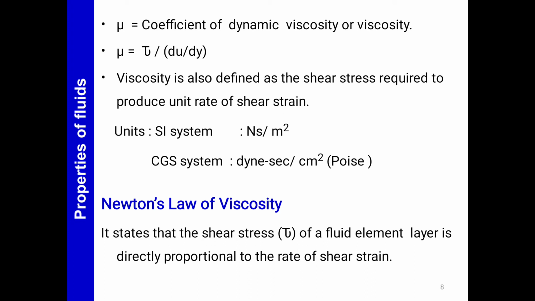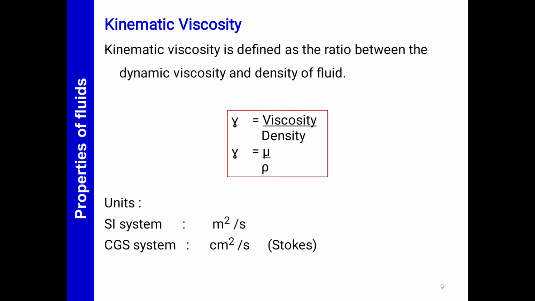Newton's law of viscosity. It states that the shear stress tau of a fluid element layer is directly proportional to the rate of shear strain. Kinematic viscosity. Kinematic viscosity is defined as the ratio between the dynamic viscosity and the density of the fluid. The unit of kinematic viscosity in SI system is meter square per second and in CGS system it is centimeter square per second or Stokes.